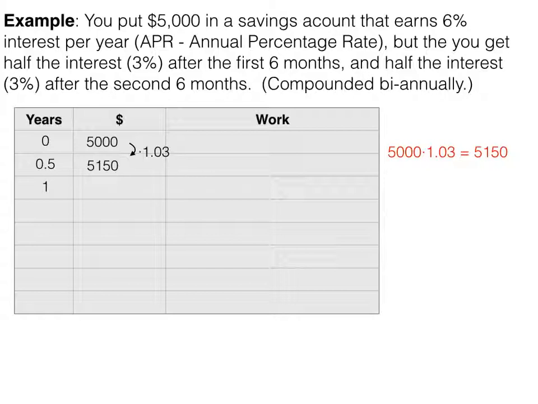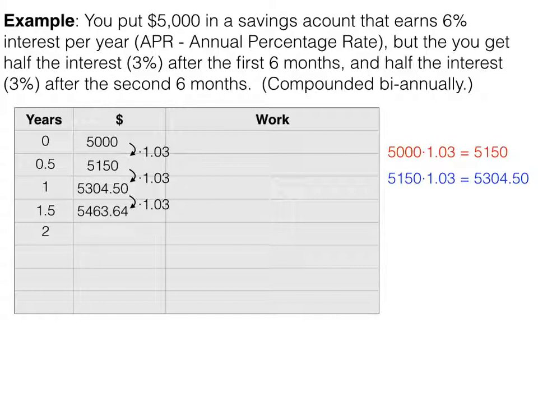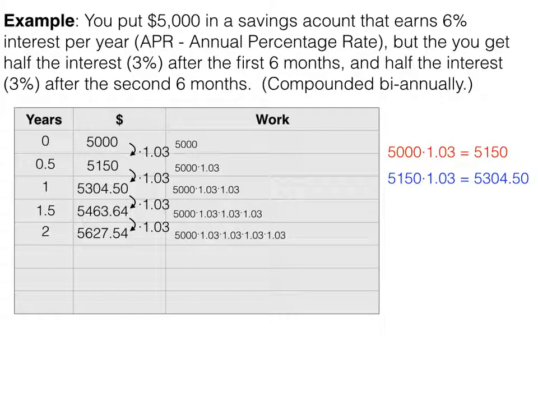After a full year, well, we get 3% interest on our new amount. So after a full year, we multiply that by 1.03 and we have $5,304.50. After another half of a year, so 1.5 years total, we're going to multiply that by 1.03. 2 years, we've earned another 3%, etc. So we have 5,000, we have the same picture, but this time we have 1.03 instead of 1.06. Same work, right? Same shortcut, 1.03 squared, 1.03 to the third, 1.03 to the fourth power.